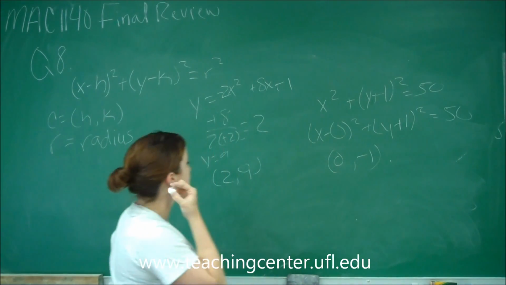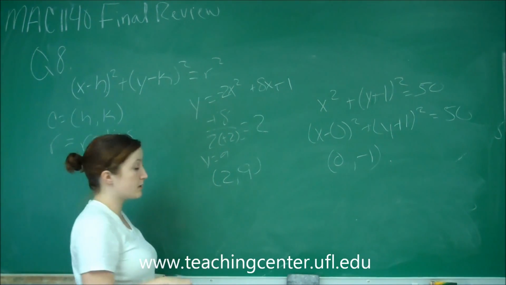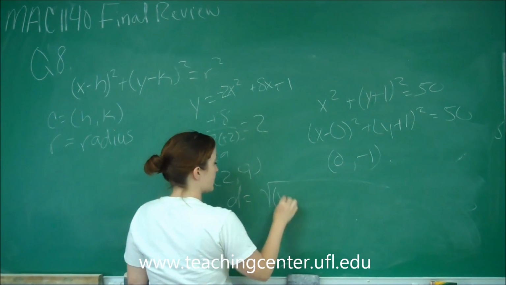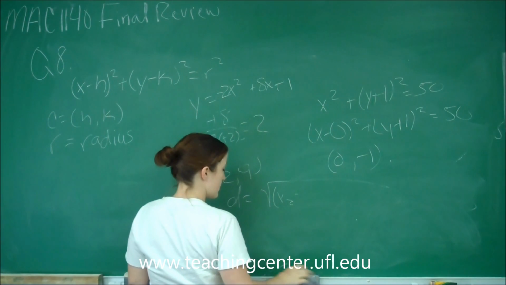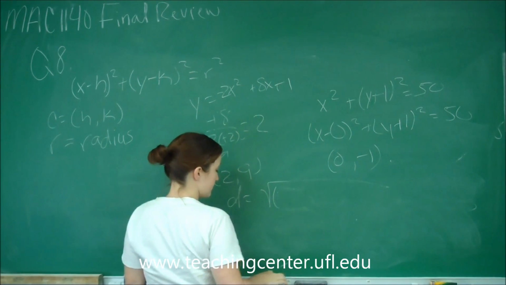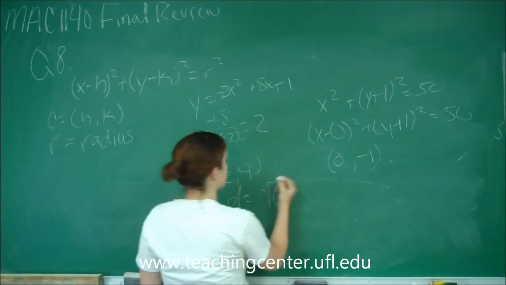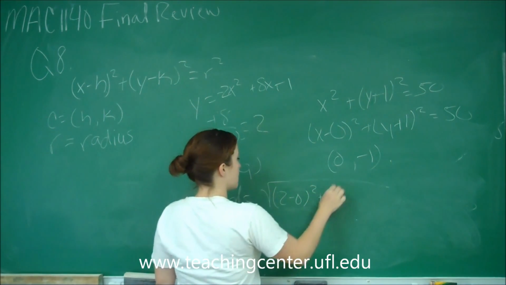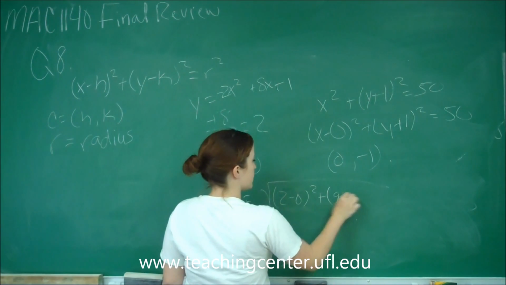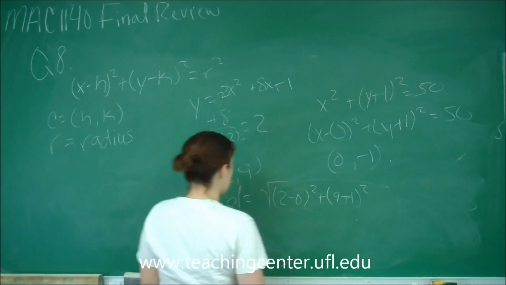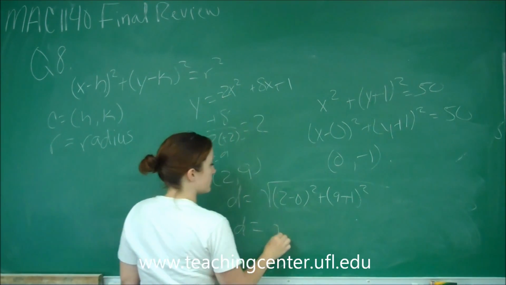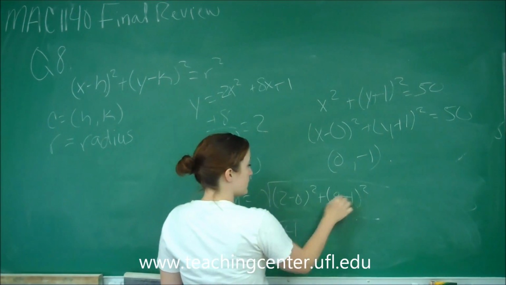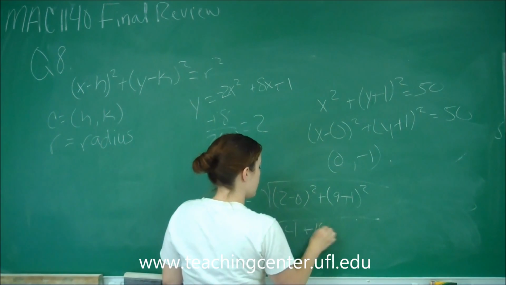So now we need to find the distance between those 2 points using our distance formula, which is just d is equal to the square root of (x sub 2 minus x sub 1) plus (y sub 2 minus y sub 1), and these terms are squared. So I'll have (2 minus 0) squared plus (9 plus 1) squared. So I get d is equal to the square root of, this is 4, and this is 10 squared, which is 100.